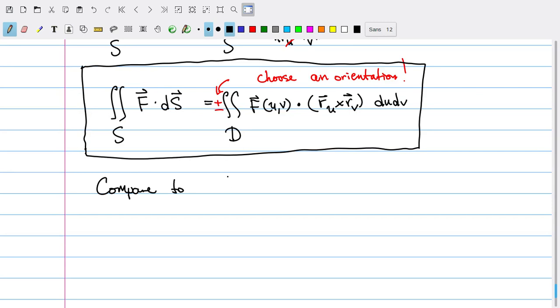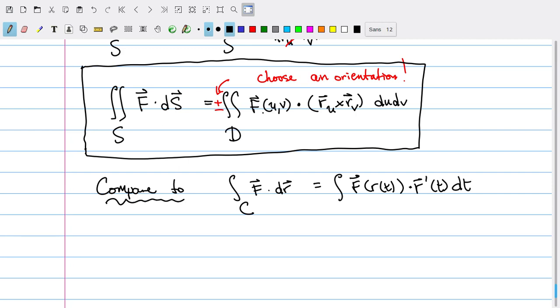And we can compare this expression to the expression that we got for line integrals, where the line integral of a vector field was just given by the integral of F of r of t dotted with r prime of t dt. It's a very, very similar sort of expression. And I should be more explicit here when I say F of u,v. What I really mean by this is F of r of u,v, because F is a function which takes in x, y, and z, and r is a function which takes in u and v and gives us an x, y, and z. So let me not be sloppy about that notation and write this very explicitly.